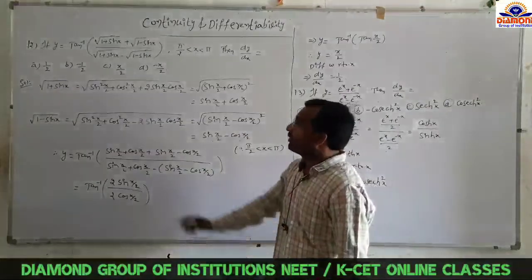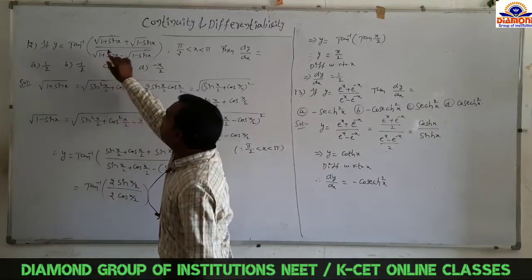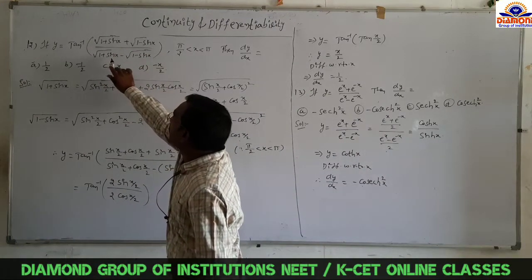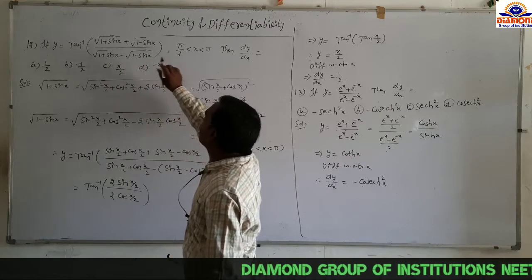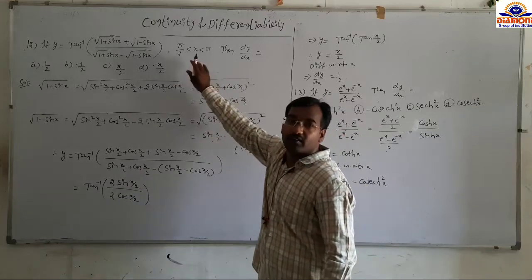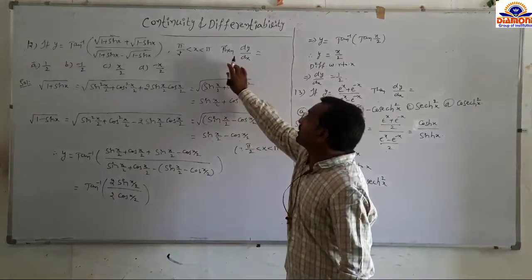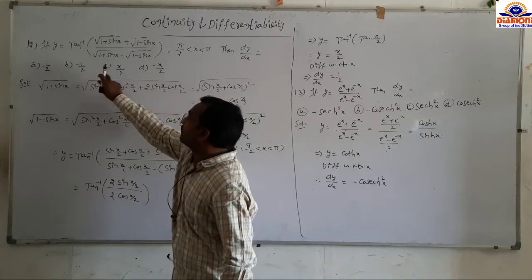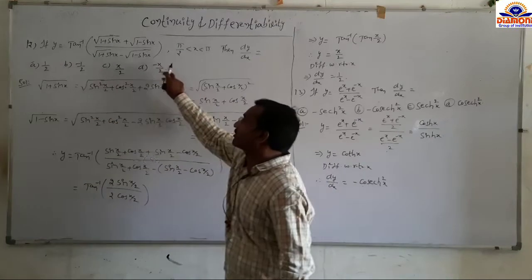Next question. If y equals tan inverse of (root over 1 plus sin x plus root over 1 minus sin x) by (root over 1 plus sin x minus root over 1 minus sin x), where minus pi by 2 is less than x less than pi by 2. This means x belongs to the second quadrant. Then dy by dx equals: option A, 1 by 2; option B, minus 1 by 2; option C, x by 2; option D, minus x by 2.